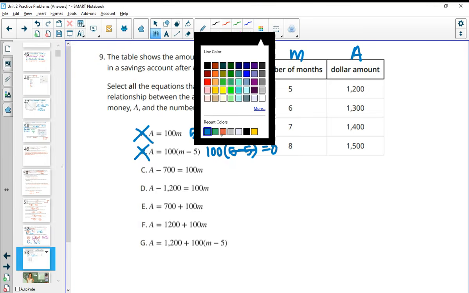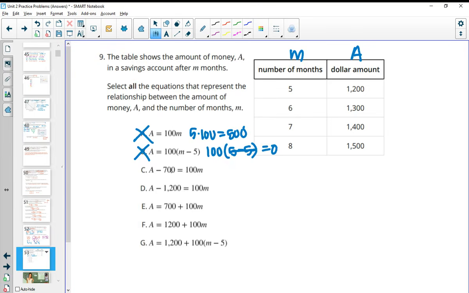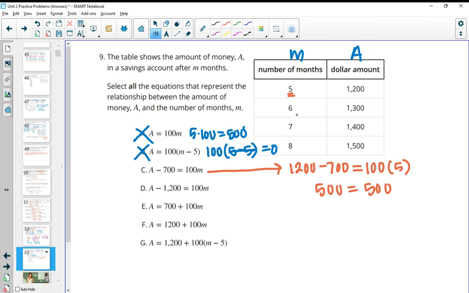Part C says that I will take the amount minus 700. So let's go over here. So the amount for this first one is 1200, minus 700 should equal 100 times the month that went with it. Okay, so 100 times 5. 1200 minus 700 is 500. 100 times 5 is 500. And then I like to check it a second time. So that's true for this one. Then I check the next one as well.